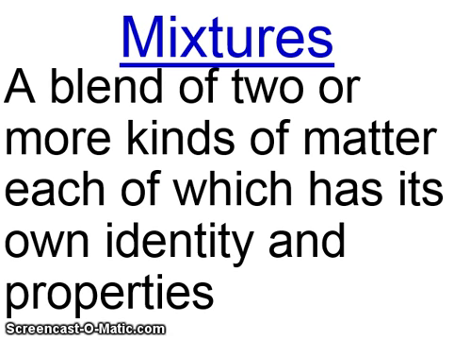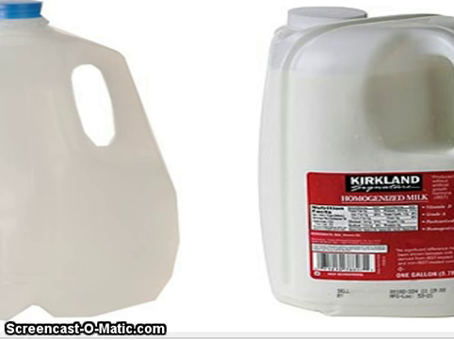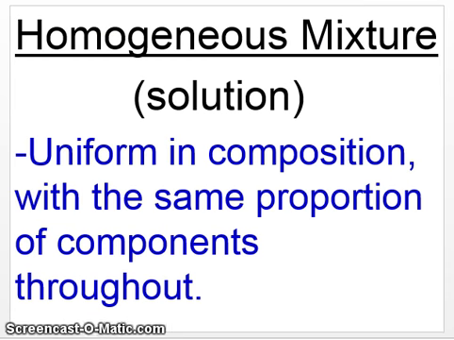And from mixture, we have two different types. We have homogeneous, which means it's the same throughout. So milk is typically homogenized. And you'll even see it on the bottle of milk. It says homogenized. A few other examples are vanilla ice cream. It's all the same all the way through. Kool-Aid. Basically the first scoop and the last scoop and everything in between looks entirely the same.